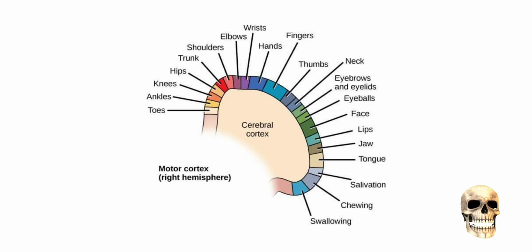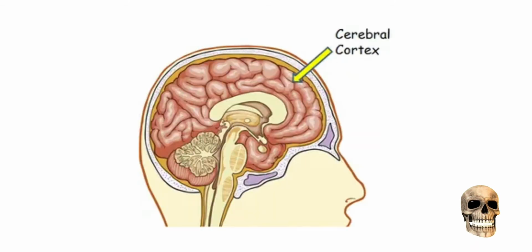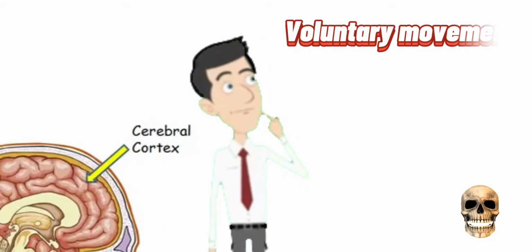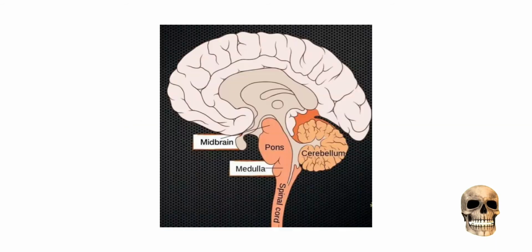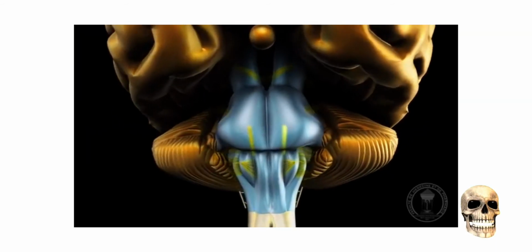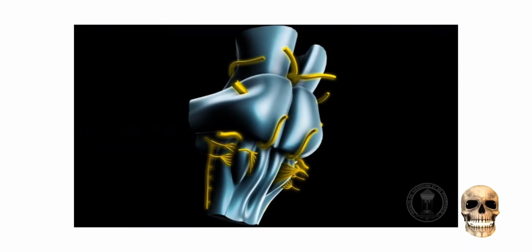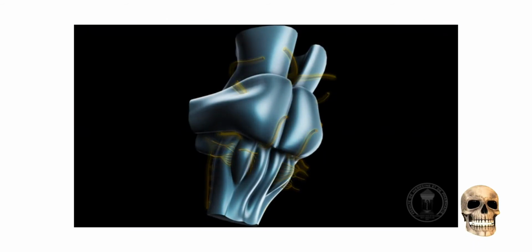First is the cortex. It is the outermost layer of the brain cells. Thinking and voluntary movement begin in the cortex. Second is the brainstem. It is between the spinal cord and the rest of the brain. Basic functions like breathing and sleep are controlled here.